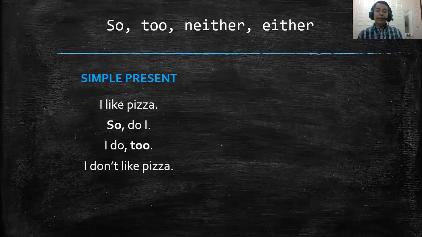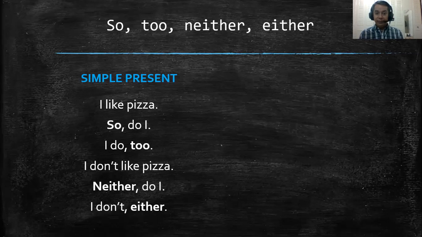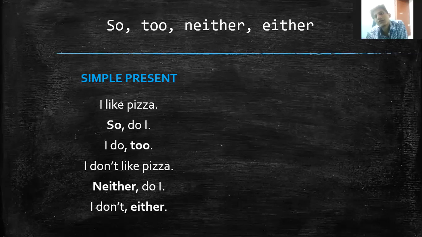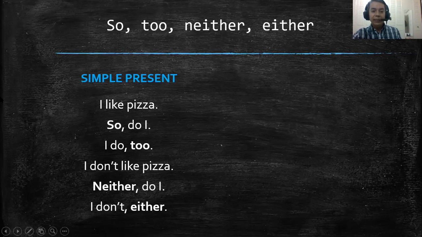Okay, now, when it's negative, I don't like pizza, neither do I, or I don't either. This is with the simple present, right? You can use the contraction don't. That means do not. Right? This is affirmative. This is negative. With affirmative, I use so and too. And with negative, I use neither and either.